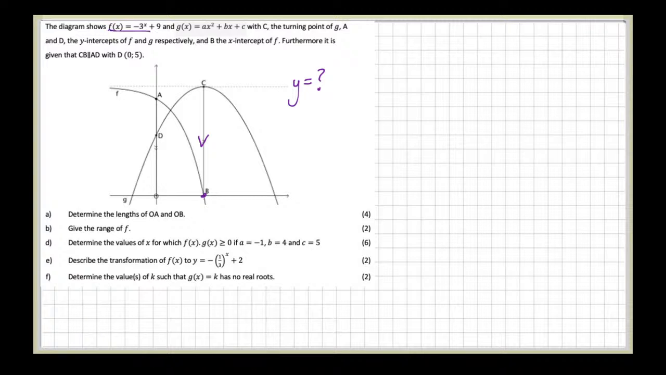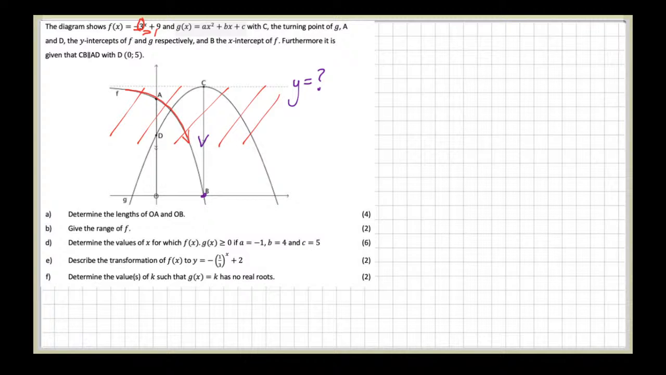So before we start anything, let's analyze f of x. Now, how do I analyze f of x? Well, first of all, that negative in front of the 3 to the x means that it lies under my asymptote. The 3, because it is bigger than 1, goes away from the asymptote. So it makes sense.